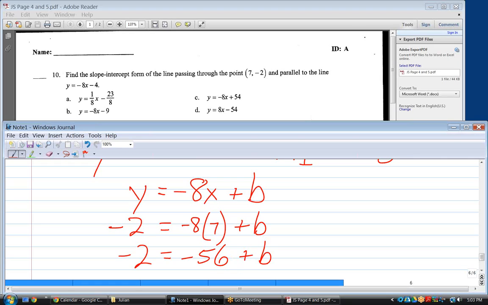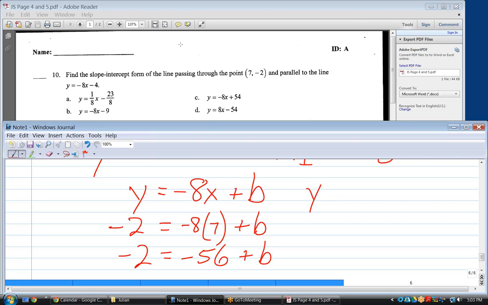So what's B? So then you add 56. So what's B? B equals 54. Okay, so what's my equation? Y equals -8x plus 54. Number C.